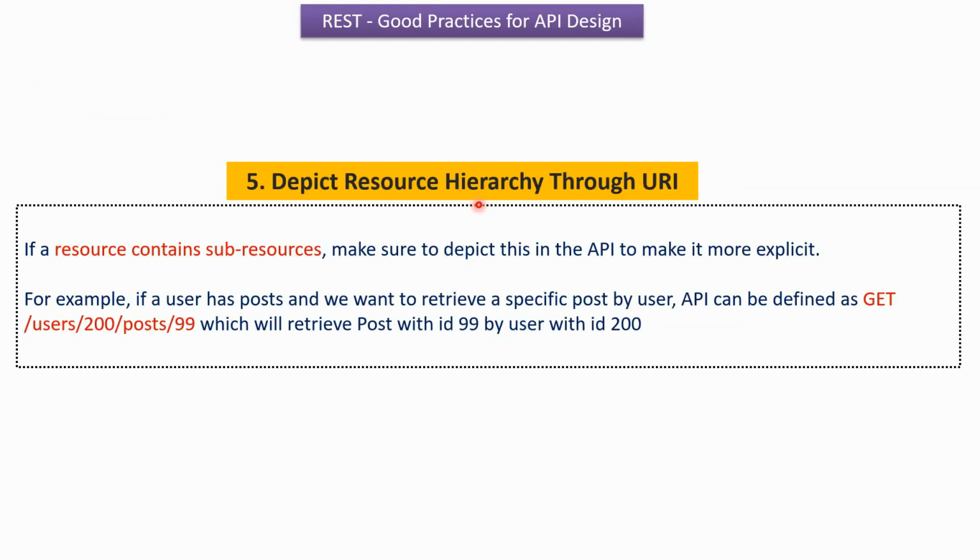Depict resource hierarchy through the URI. If a resource contains sub-resources, we have to make sure to depict this in the API to make it more explicit. For example, if a user has n number of posts, and we want to retrieve a specific post by the user, then the API will look like this, and the HTTP method will be GET, and it will retrieve the post with ID 99 by the user with ID 200.